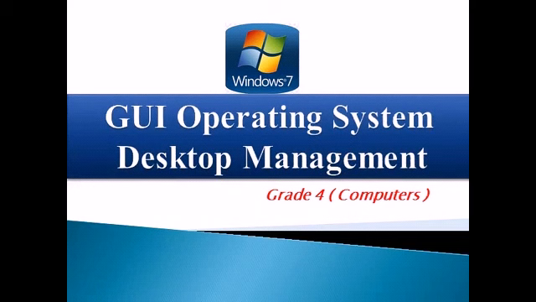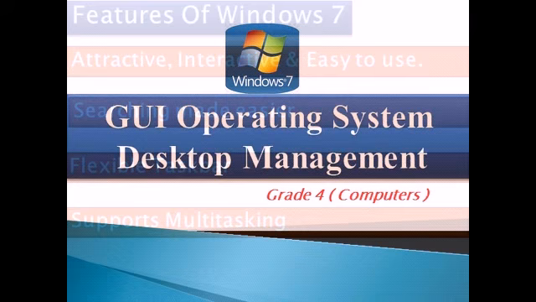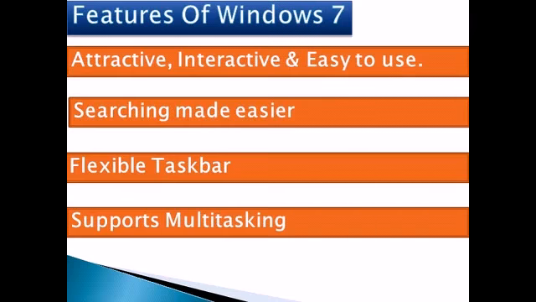An operating system is an interface between the hardware and the user. It coordinates and manages the activities of a computer just like the principal of a school. GUI provides a picture-oriented way to the user for using the computer. Now I'm going to explore some features of Windows 7.